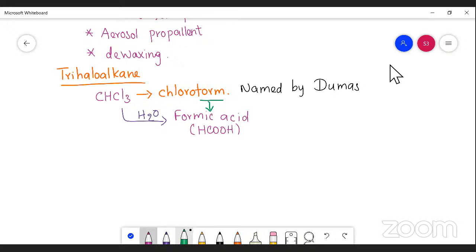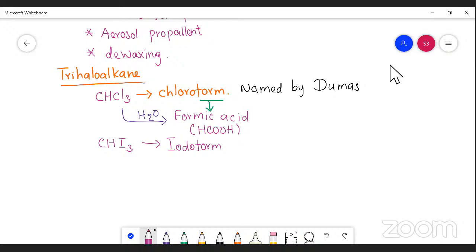Now we may take another one. It is iodoform, CHI3. Here also it is the same. Iodo means it contains iodine, and the form means on hydrolysis we may get formic acid, so we call it iodoform.